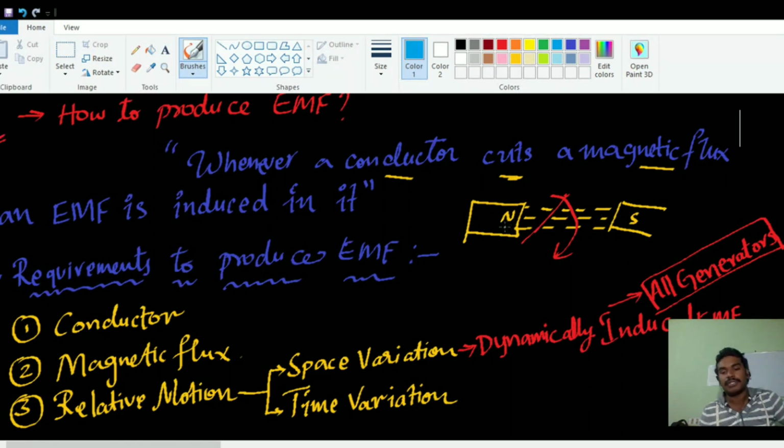In dynamically induced EMF, I place a conductor in flux. And this flux is a steady flux, in the sense that its magnitude or polarity does not change. Its direction of flux does not change. So that is a steady flux. For dynamically induced EMF, the magnetic flux must be provided by a DC source, DC excitation, because magnets are of two types, permanent and artificial. Artificial magnets are nothing but electromagnets.